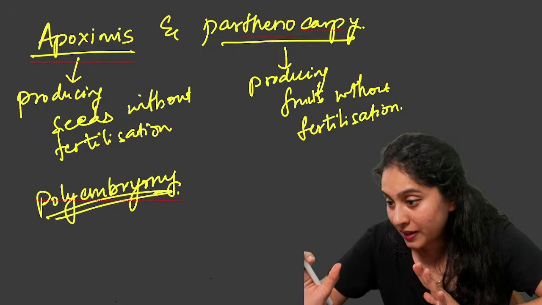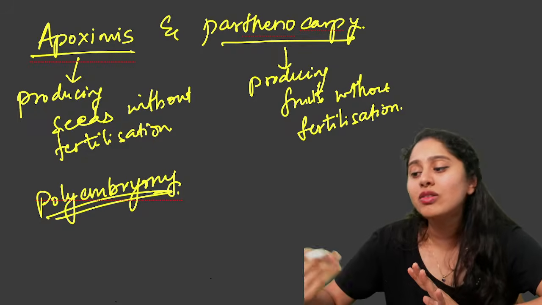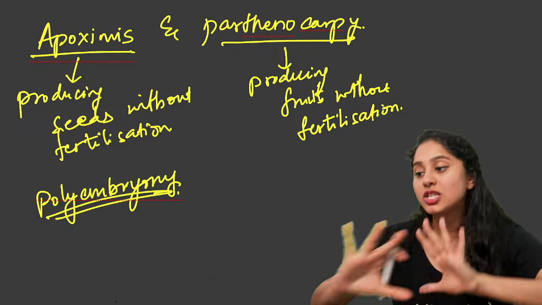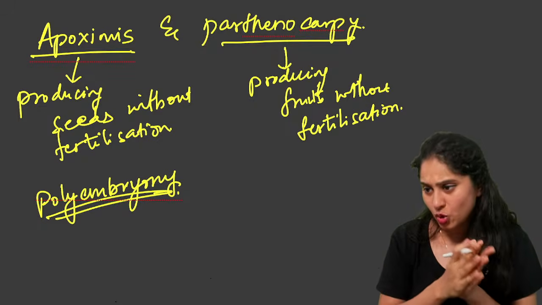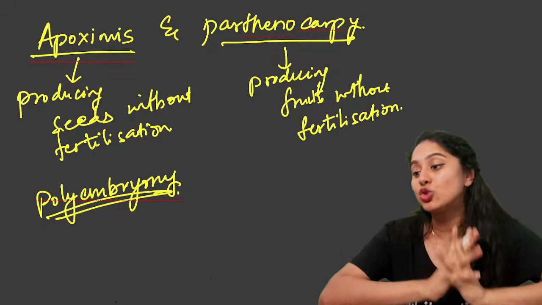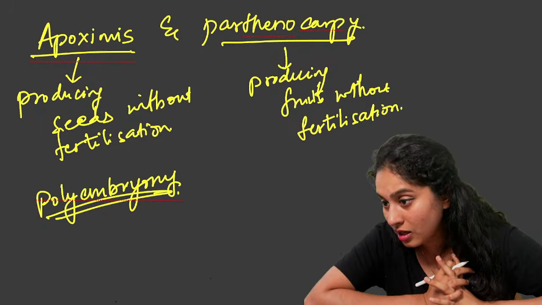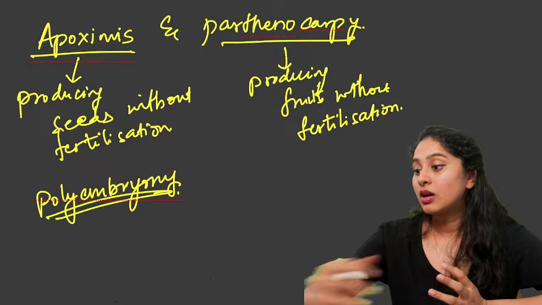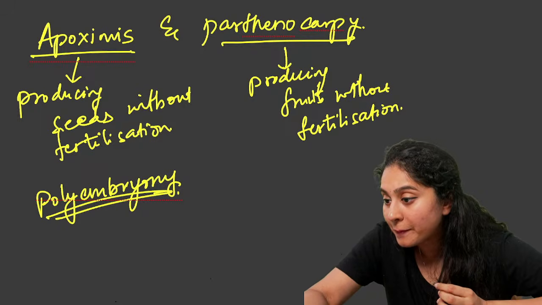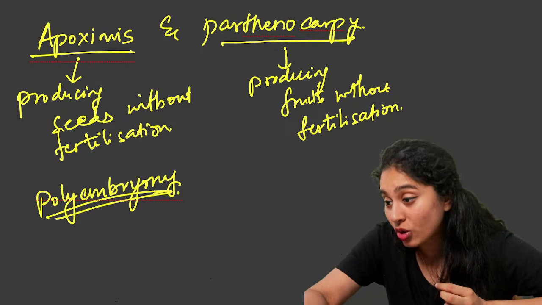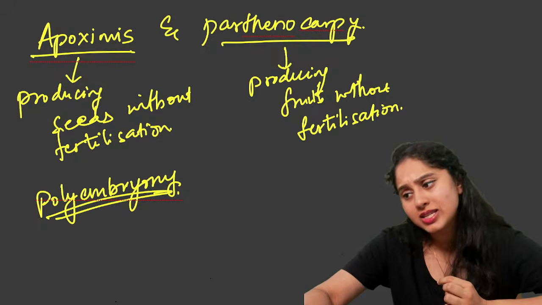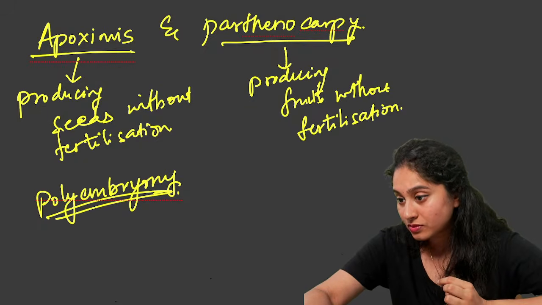Clear, everybody? Healer, the synergids and all will disintegrate. Okay, so the synergid is basically part of the egg apparatus and it's only helping to guide the male gamete to reach the egg cell. Okay, healer? Okay, is it clear? Yes, Tarun. All lemon, orange, all citrus fruits will have it. Okay?